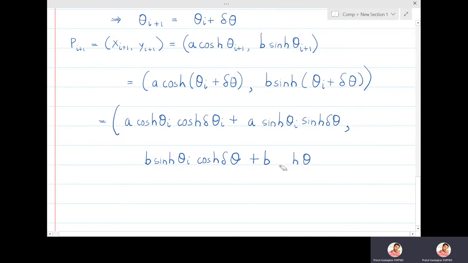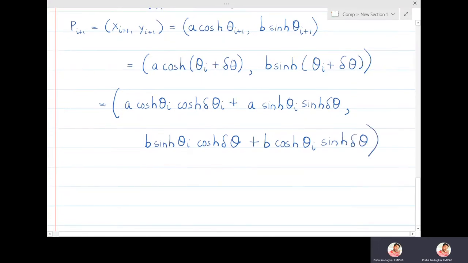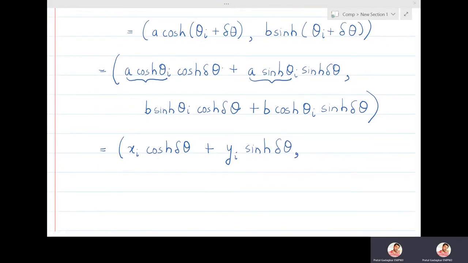sorry, it's cosh θi sinh Δθ. Okay, now what is this equal to? a cosh θi is actually xi, cosh Δθ, plus a sinh θi is yi, sinh Δθ, comma, this is, sorry, this is not yi, this is not yi.